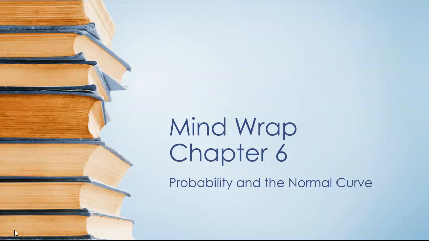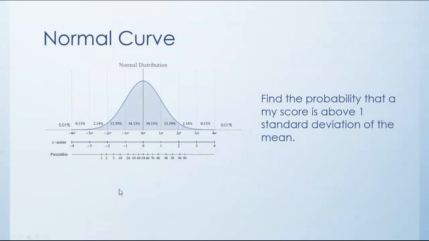Okay, so in this video we're going to be talking about probability and the normal curve and how to determine probabilities of certain values being 1 or 2 or 3 standard deviations above the mean. Okay, so our first example: find the probability that my score is above 1 standard deviation of the mean.